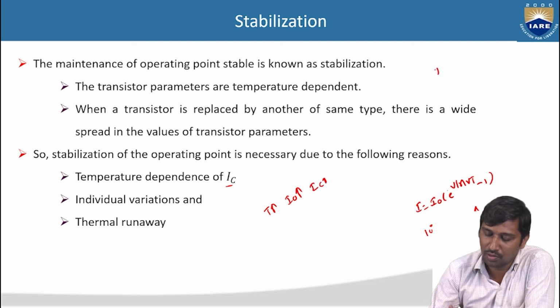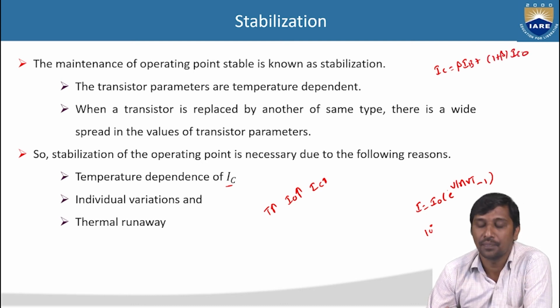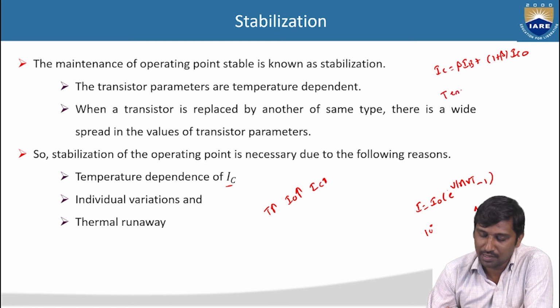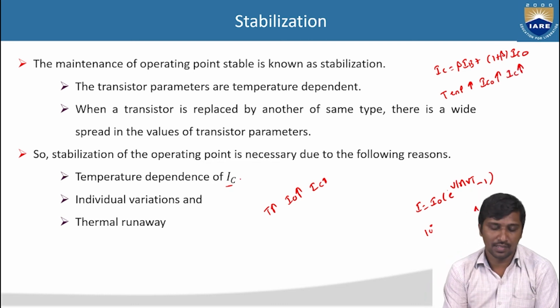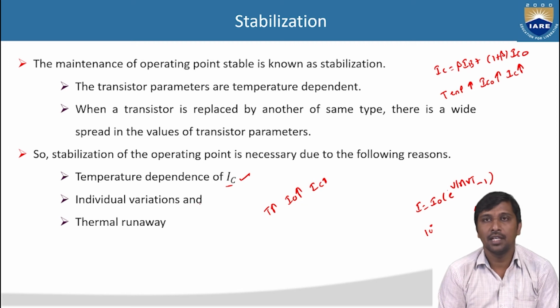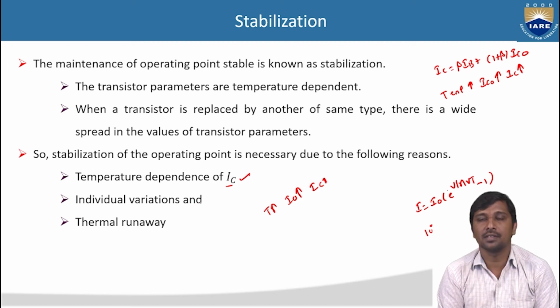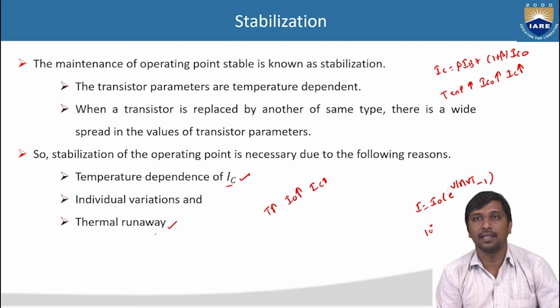We know that IC is equal to beta times IB plus 1 plus beta times ICO. So here, if the temperature changes, the reverse saturation current, ICO, changes. If ICO changes, the collector current also changes. So that is one parameter. The second one is individual variations, meaning transistor to transistor parameter differences. The other one is thermal, due to heat.